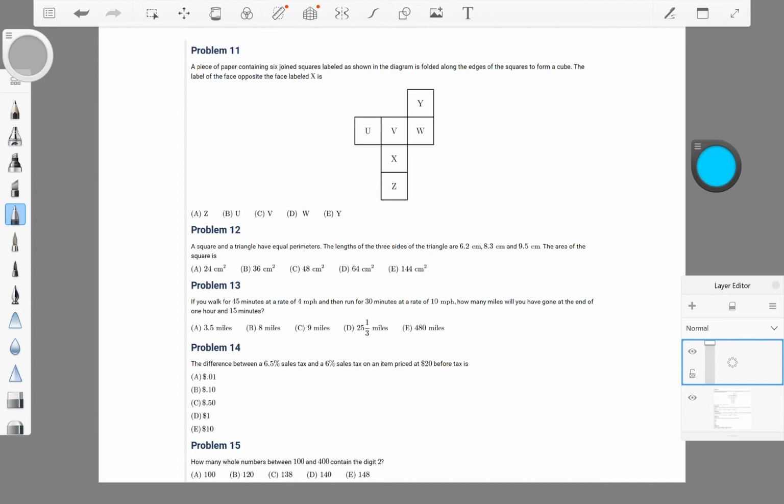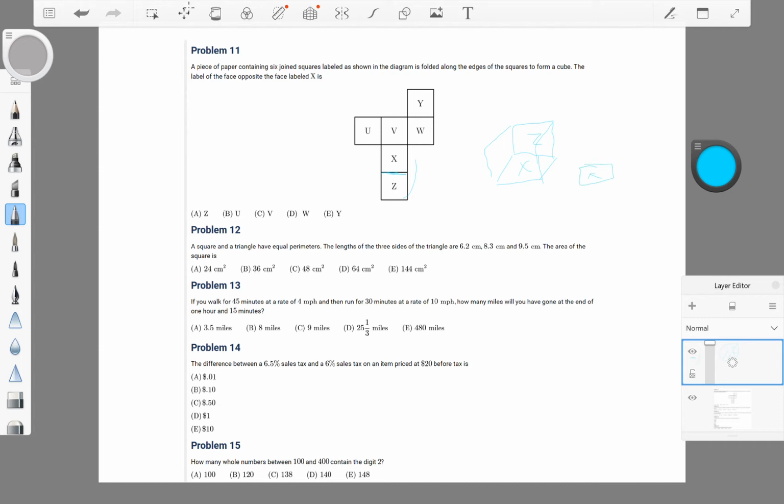Let's think about this. Let's start with just X and Z, this corner. If we draw a cube with X as the bottom, which is what we're going to want to do, then this side is going to have to be Z, because this is folded up here, so Z is going to be at a right angle to X. So this is Z, and then we have another X.